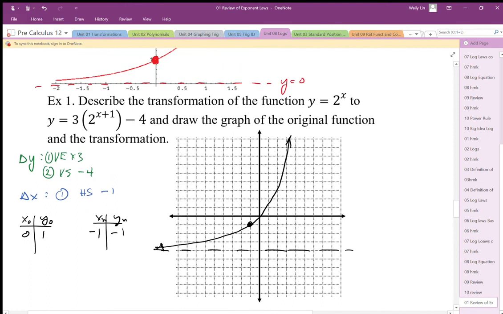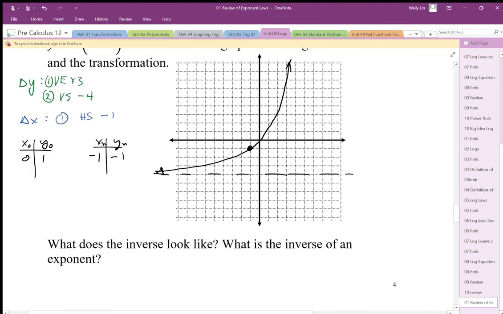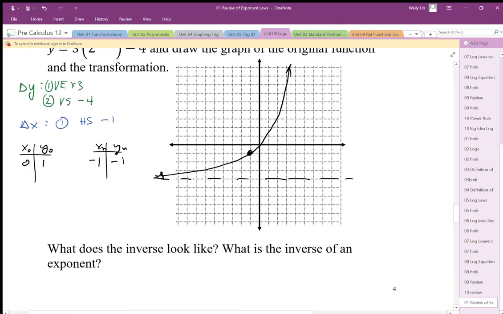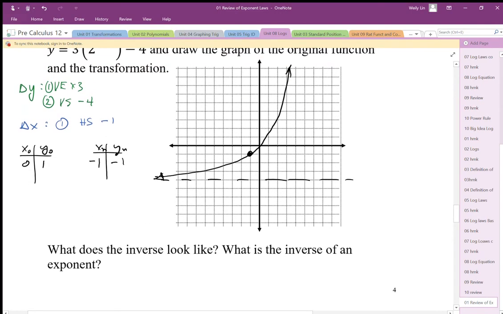So we're really actually interested in the inverse. What happens when we undo an exponent? What does that look like? What is an inverse of an exponent? Well, this is what we're actually getting into. We want to be able to undo an exponent, and we use something called a log to do this. The log is a logarithm. Log is the inverse of exponents.